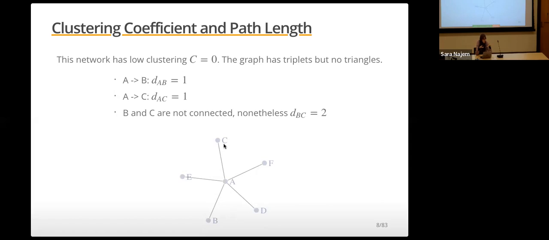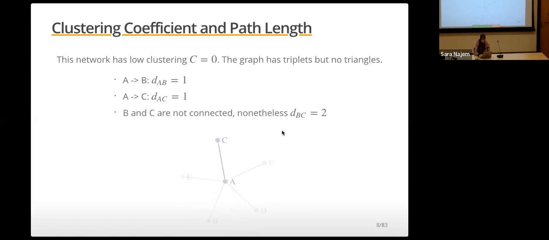Okay, and the distance between A and B is one. I'm connected, so there's a link between us. And A and C is one. So there's no link between B and C. There's an indirect connection going through A. So the distance between B and C is two. Okay?